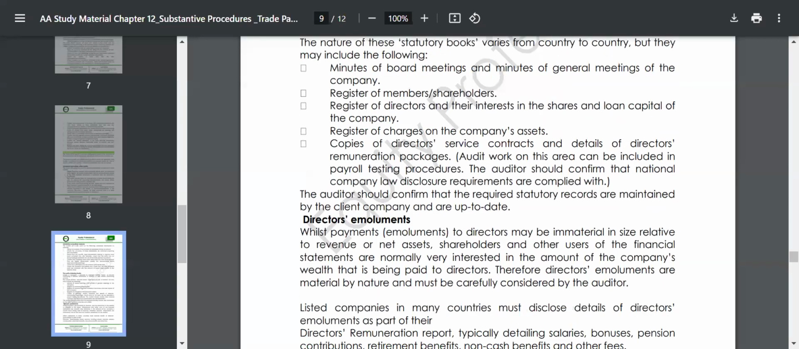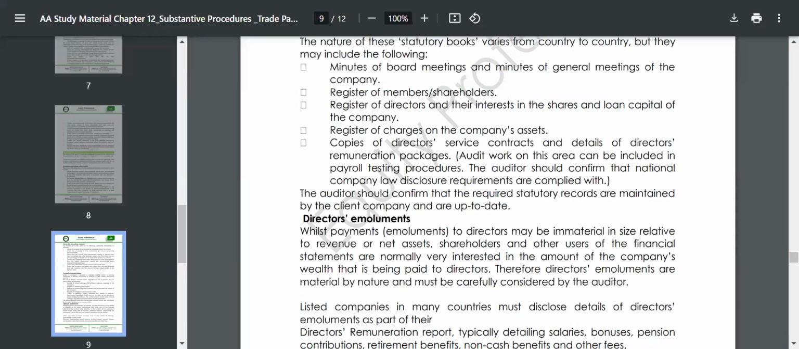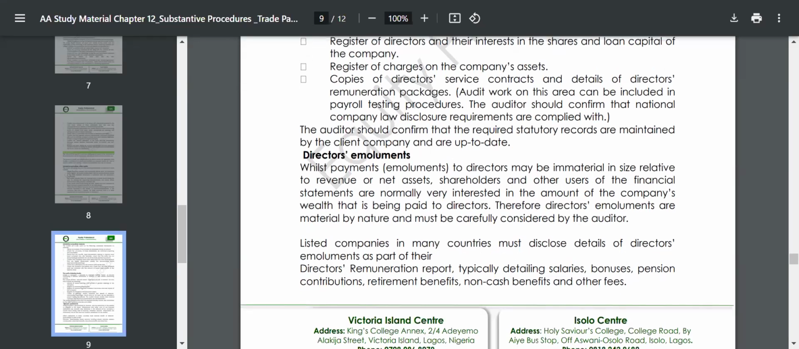Now, from there, we move on to what we call director emolument. Don't be afraid of the big word. Director emolument simply means director remunerations. It means director's pay. How are you paying your directors? That's what that simply means.